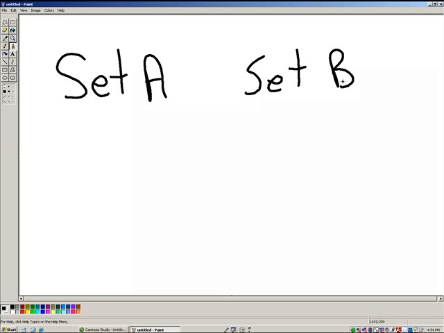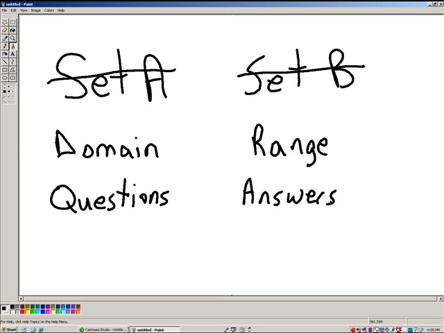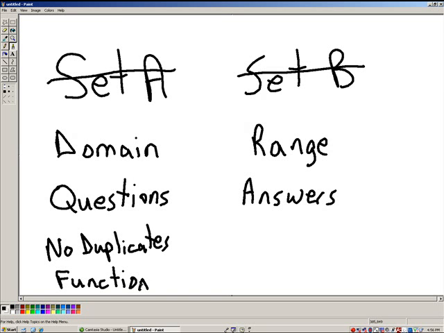Instead of the phrases set A and set B, you'll usually see the words domain and range. This is just a standardized way of referring to the two different sets of data that are related to each other. The domain would be the questions. For instance, we asked, if this is somebody's first name, what is their last name? And their last name would be the answer, which was in the range. So the domain is what you're asking about. The range is the results you're getting. When there were no duplicates in the domain, the relation is considered a function.